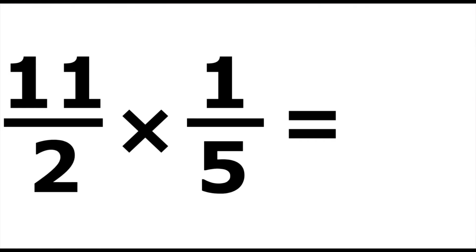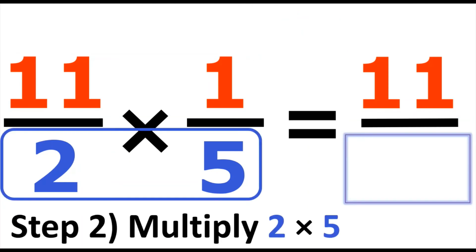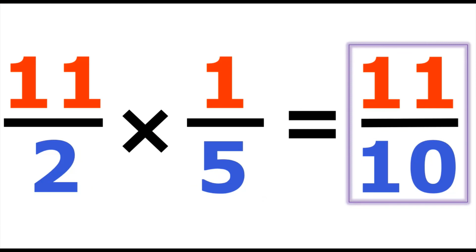Number 20. 11 over 2 times 1 over 5. Starting up top, we multiply straight across. 11 times 1 is 11. At the bottom, we have a 2 and a 5. We multiply 2 times 5. We get 10. So the answer is 11 over 10.